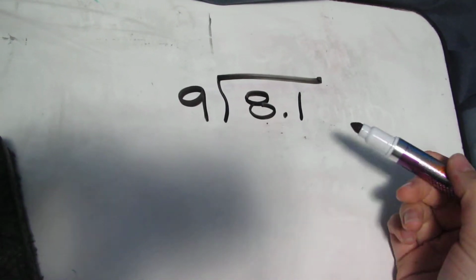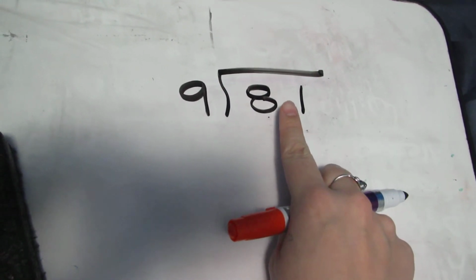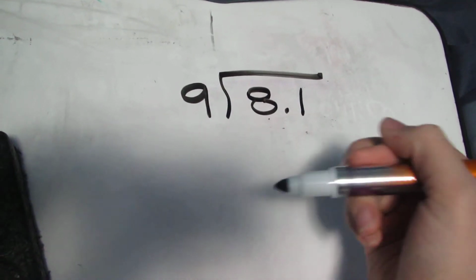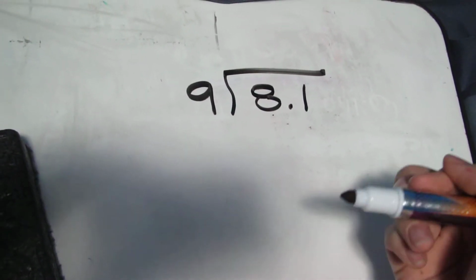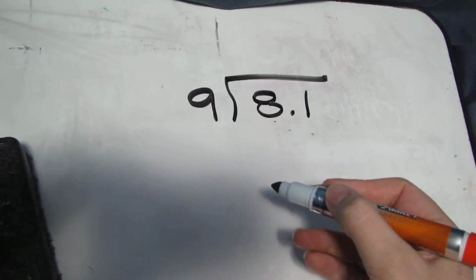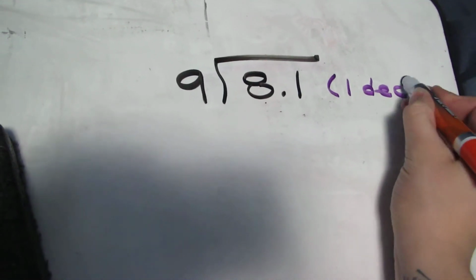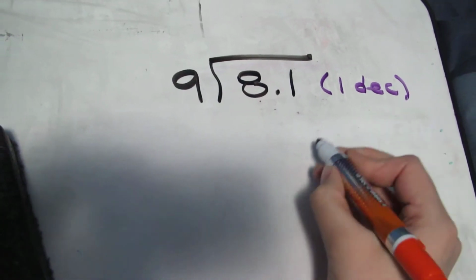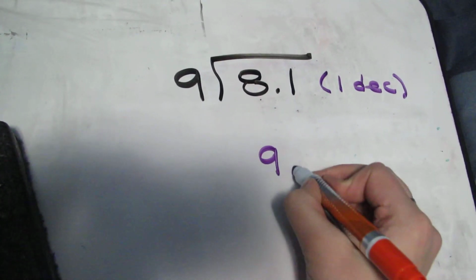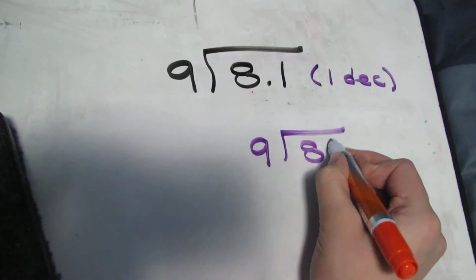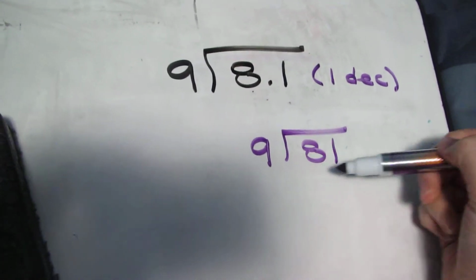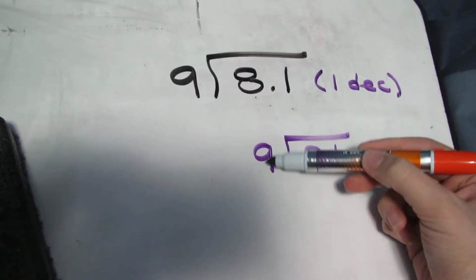If you were working on a whiteboard, you could just erase it. Or if you're doing it on a worksheet or a test, you could do it this way, just rewrite it without the decimal. So make a little note to yourself that it has one decimal place to start off with, and then rewrite it so that it's easier to work with. So in this case, we have 81 divided by 9.